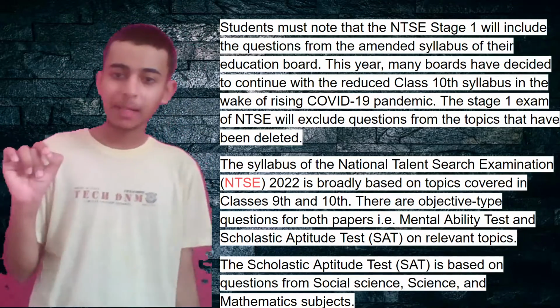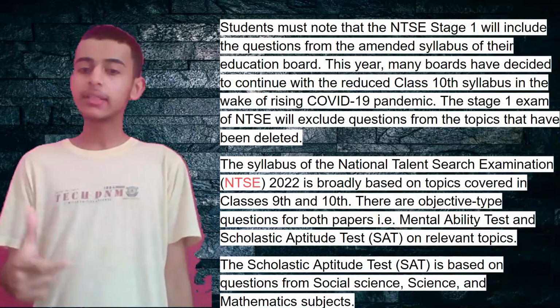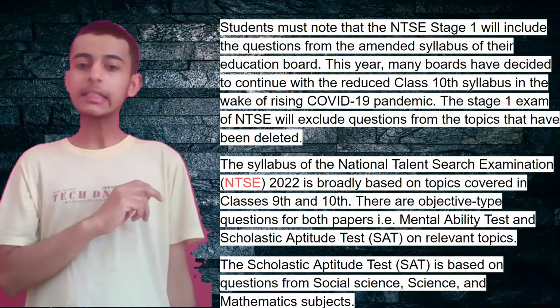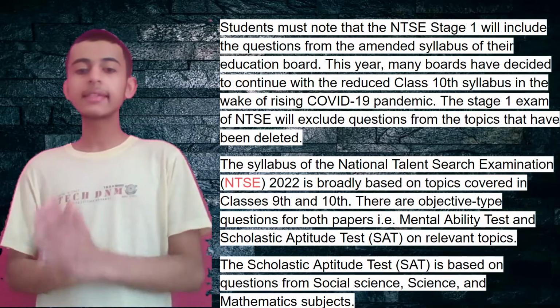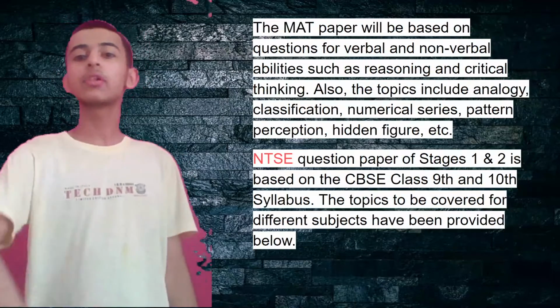There are objective type questions from both the papers, mental ability test and scholastic aptitude test, on relevant topics. So just MCQs are going to be asked. That is easy. The SAT is based on questions from social science, science and mathematics subjects. So I hope that is clear to you.